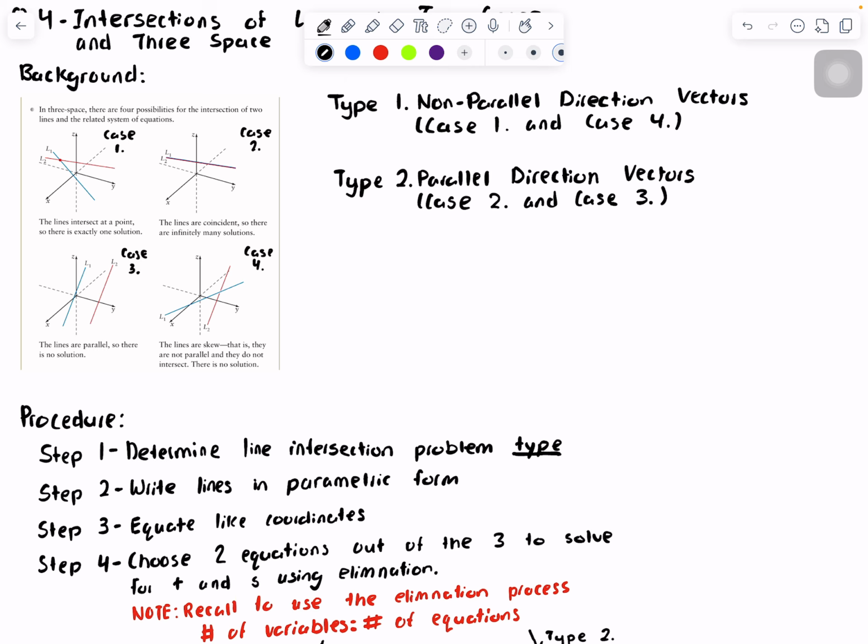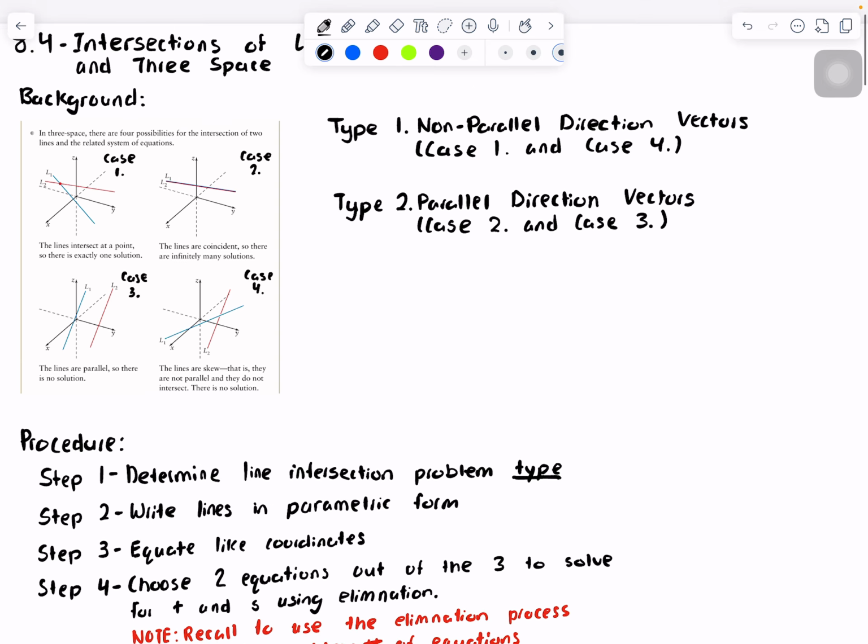Type 1 are the cases where they're non-parallel direction vectors. That would be the case for case 1 and case 4. Our type 2 classification would be where the direction vectors are parallel. This is in case 2, where the lines are coincident, and in case 3, where they're parallel and distinct lines. Okay, that's good.